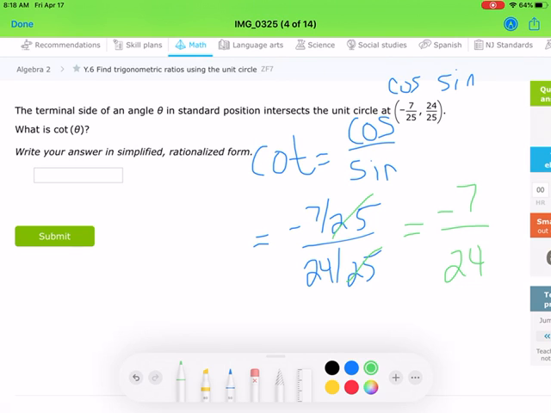A lot of weird trig terms here. Goodness gracious. They have the same denominator, so they cancel out. So -7/24. If that one was confusing to you, just rewind it and listen to it again.